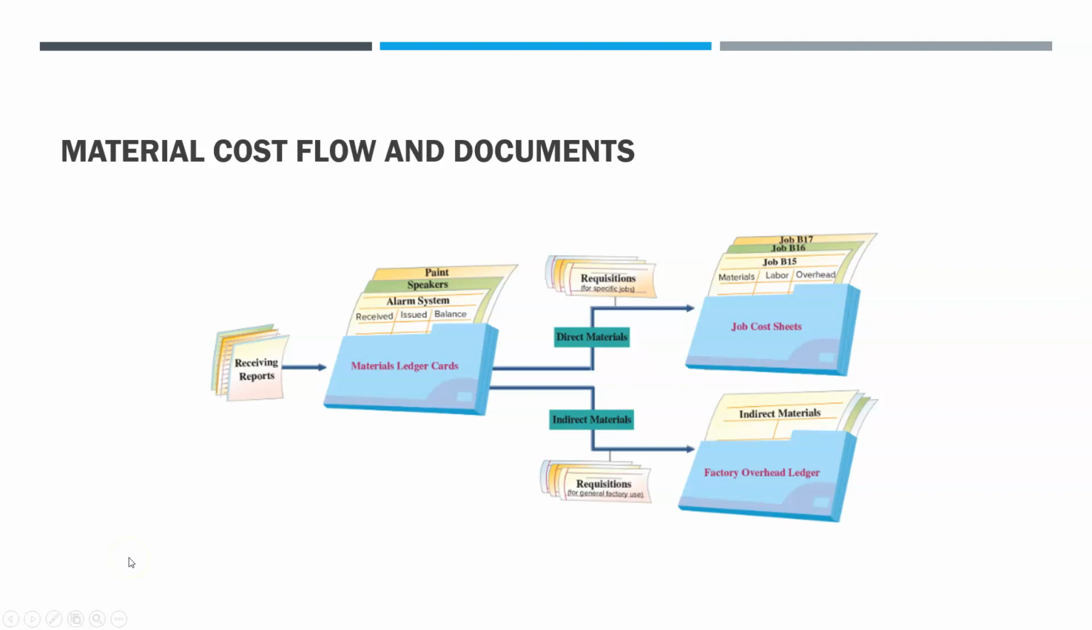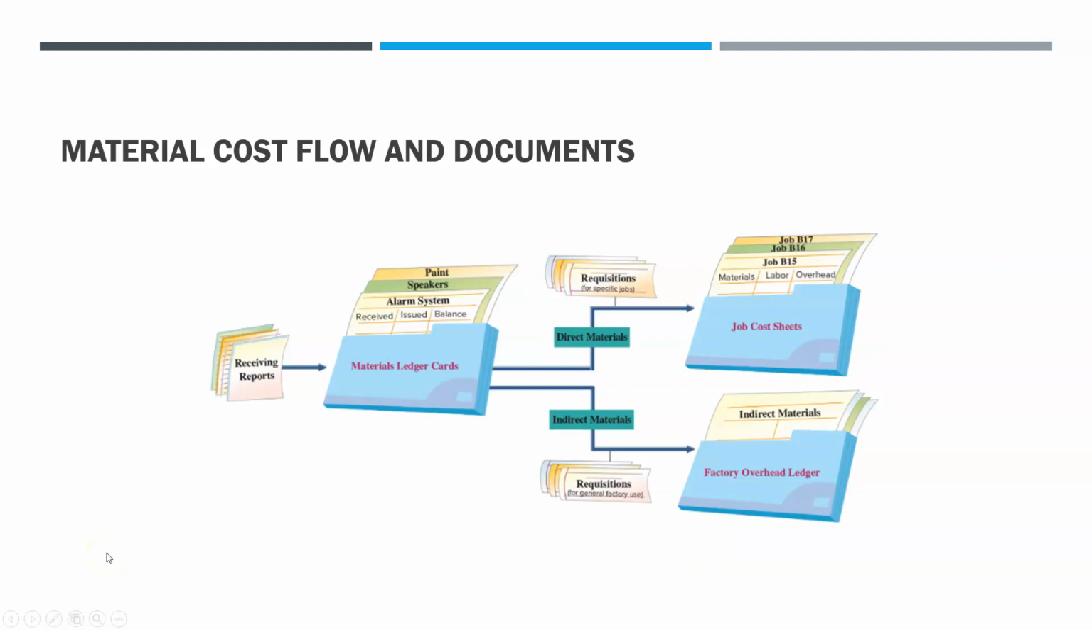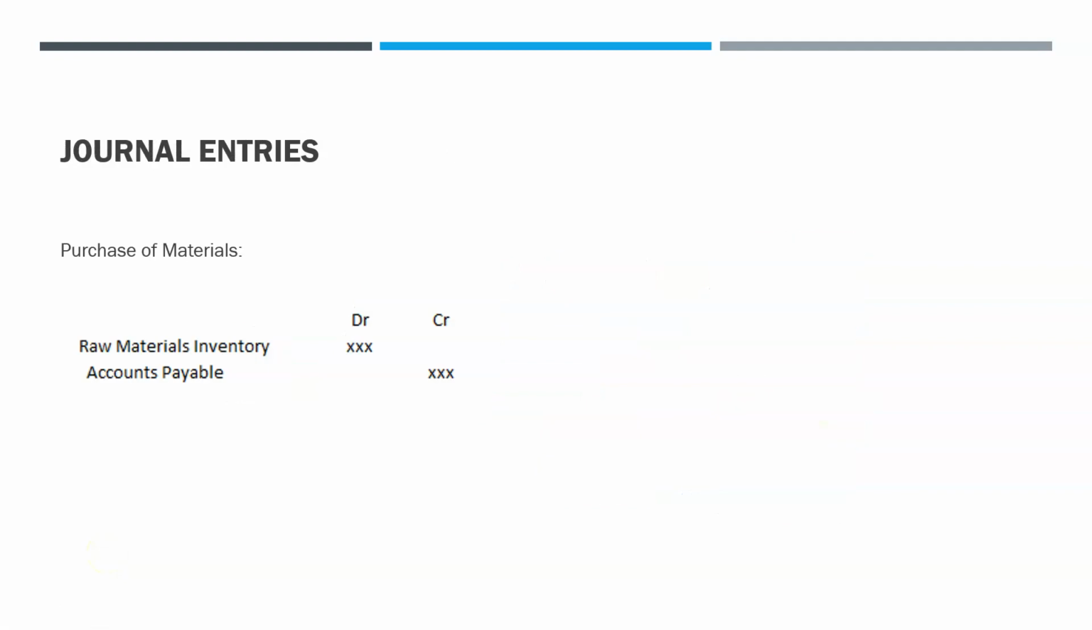This next slide shows the cost flow and documents for materials. Whenever companies receive materials, the company fills out receiving reports. Those are used to update the material ledger cards. Then every time the production floor needs materials, they're going to fill out requisition forms. If the material is a direct material, the direct material cost gets updated in the job cost sheets. If the material is an indirect material, it gets recorded in a place called the factory overhead ledger. Now let's look at the journal entries that accompany these transactions.